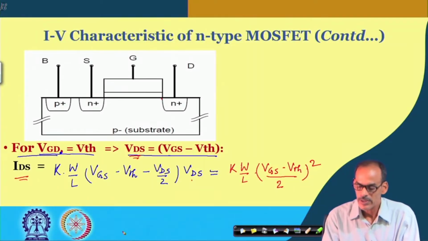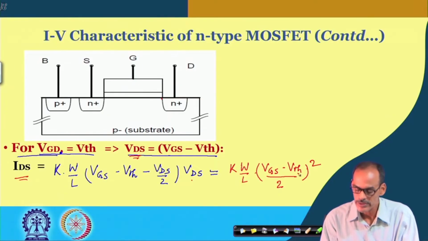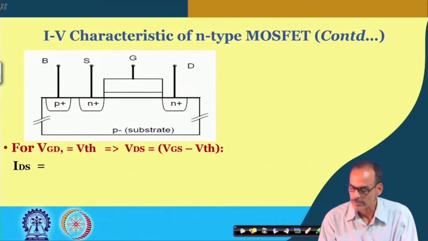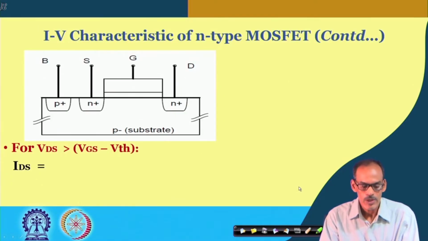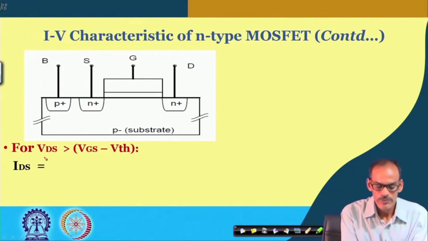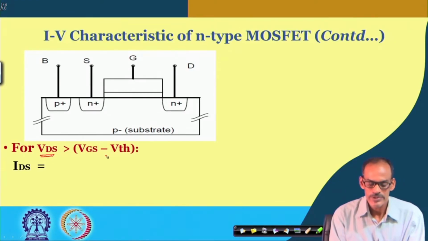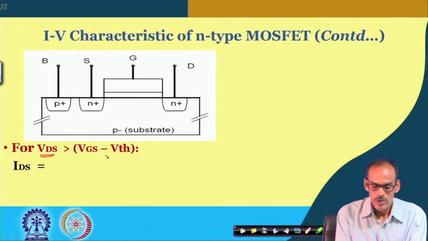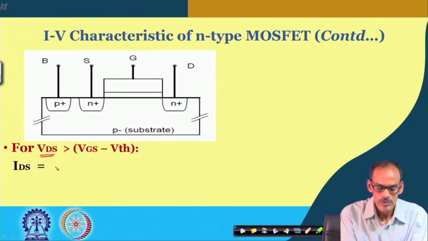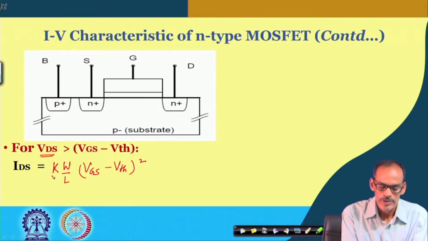Again, let us consider this equation in the next slide, and then we will see what other things are happening there. So, in this condition, if I take the VDS higher than VGS minus VTH. If I consider equal, then the equation we have is K into W by L, VGS minus VTH square, divided by 2.